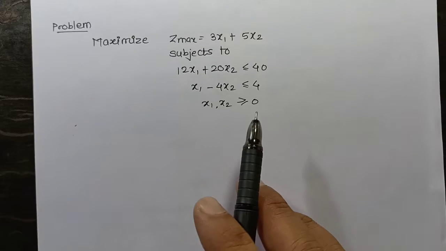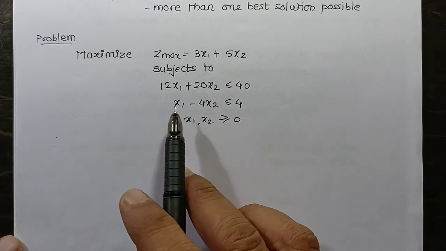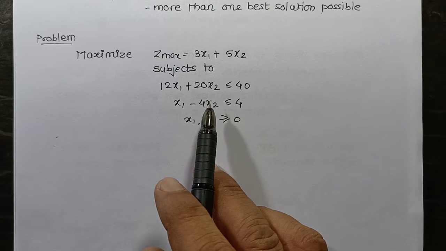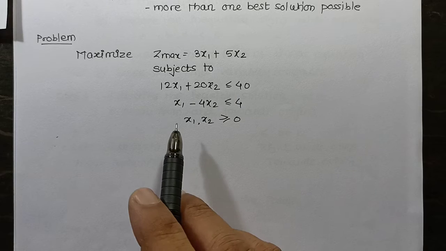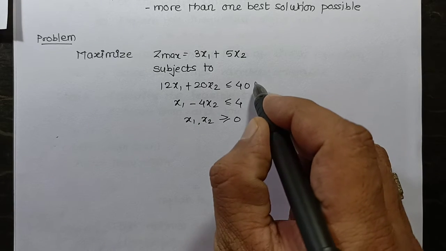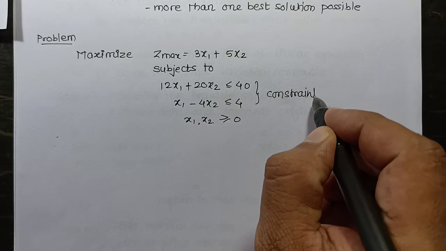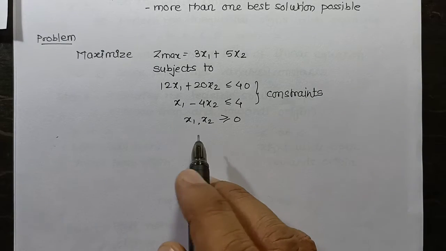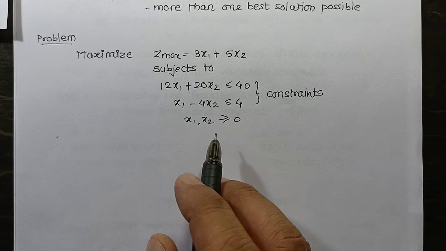It says maximize 3x1 plus 5x2, subject to 12x1 plus 20x2 less than or equal to 40, and x1 minus 4x2 less than or equal to 4. These two are nothing but my constraints, and this is the condition of non-negativity, that is x1 and x2 must be greater than or equal to 0.